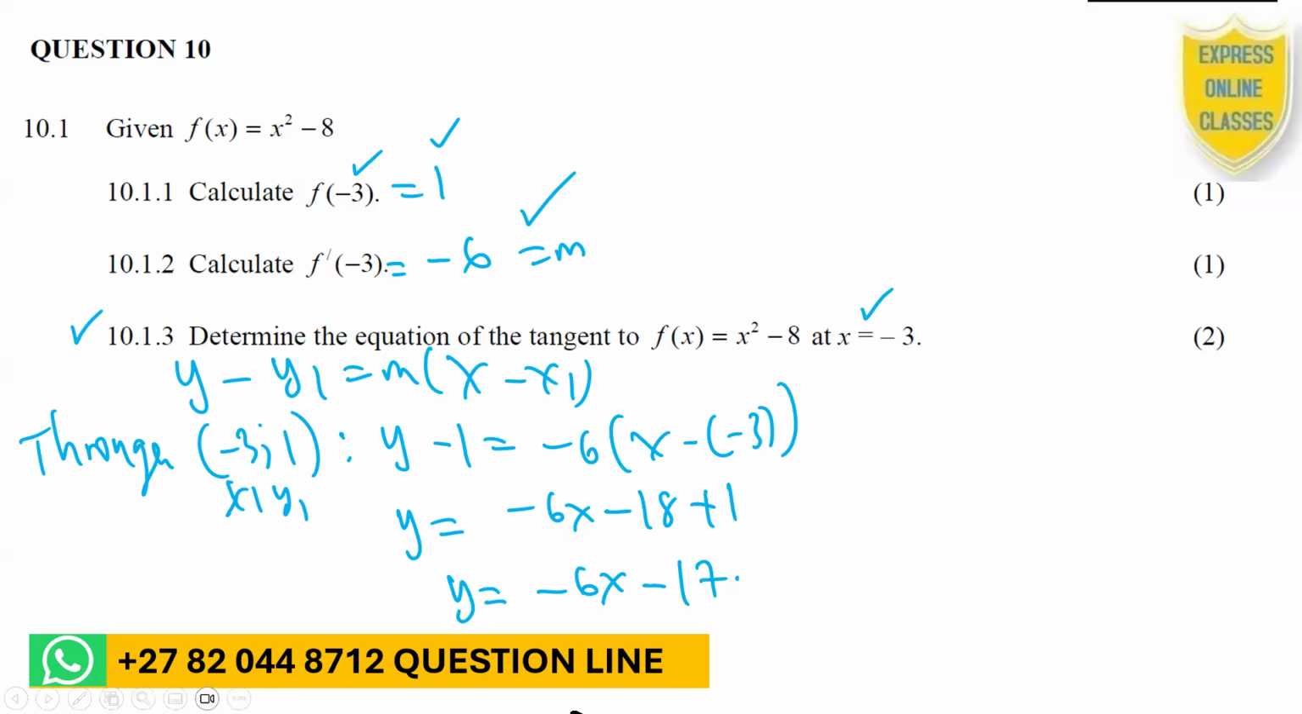Okay, so any question? This is the answer. Make sure you understand what we've done, because a tangent is a straight line, so use the equation for a straight line. Make sure you understand because this question's already there in the exam.